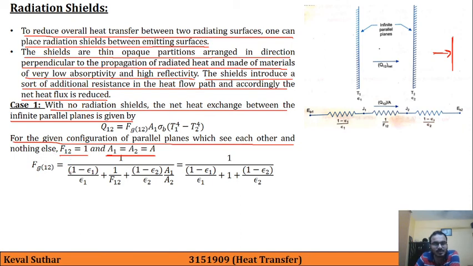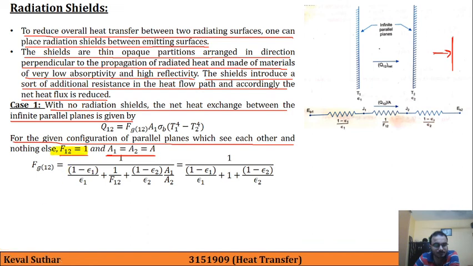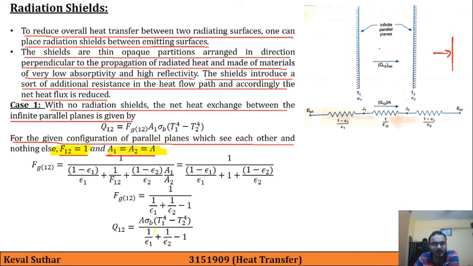So in this case we are having the gray body factor as this, and with modification of these formulas, we can reduce the equation in this way, and finally we are getting the gray body factor in this case as 1 divided by (1/epsilon1 + 1/epsilon2 - 1), and we can write down Q12 again in a slightly better way with this formula.